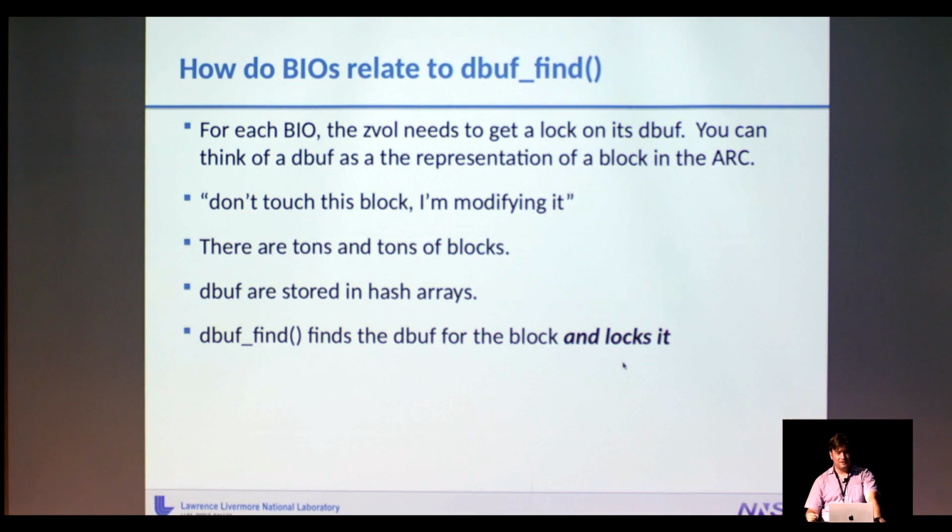Well, you can't just iterate through all the dbufs because that's inefficient. So we store the dbufs in hash arrays. Basically, each block will hash to a bucket. So dbuf_find, once it finds the block, it'll lock it and return. That's what the function does.